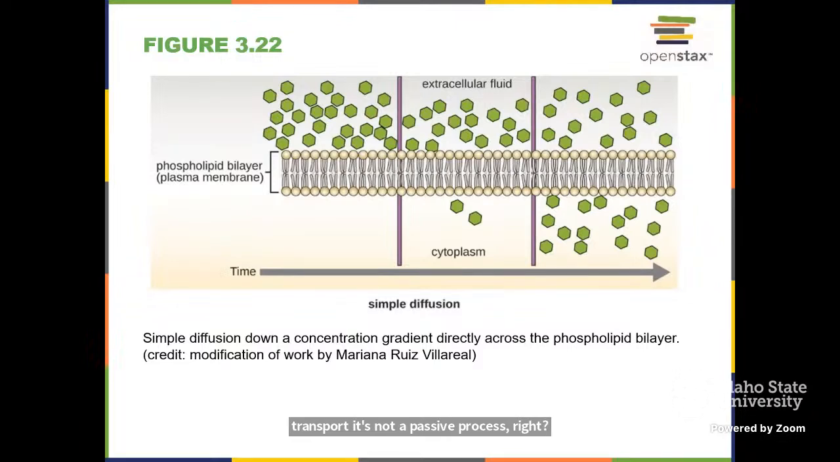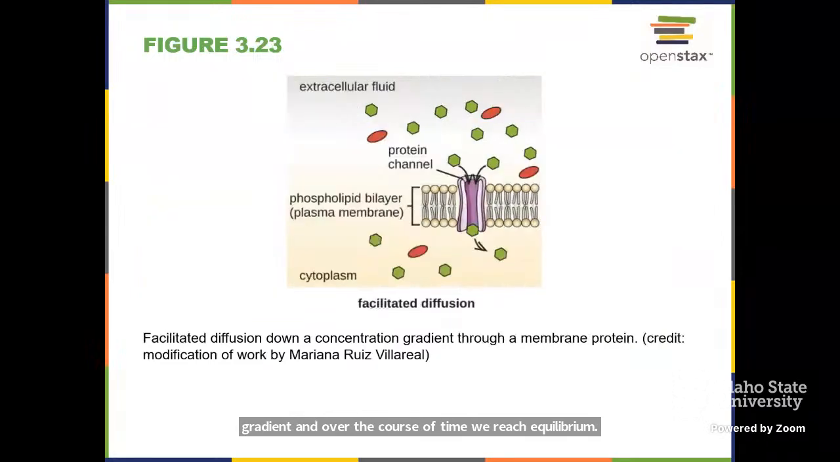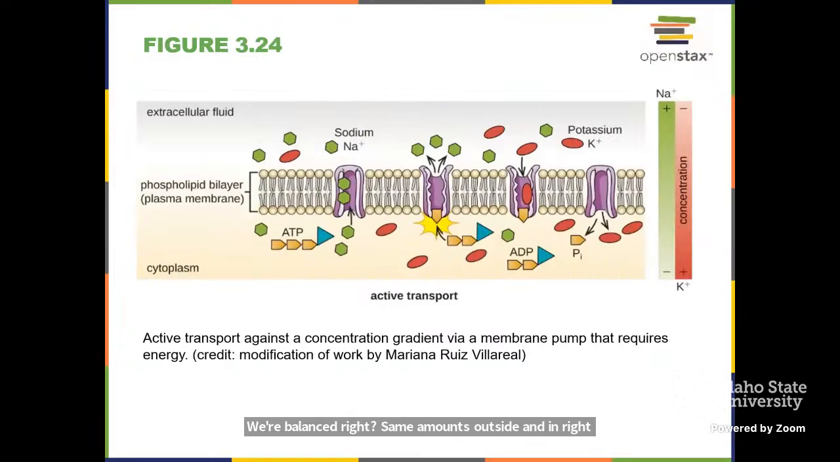This one is just simple diffusion, moving down the concentration gradient. And over the course of time, we reach equilibrium. We're balanced, all right? Same amounts outside and in. The facilitated uses those channels. And with active transport, we link up something: ATP molecules linked to that channel.